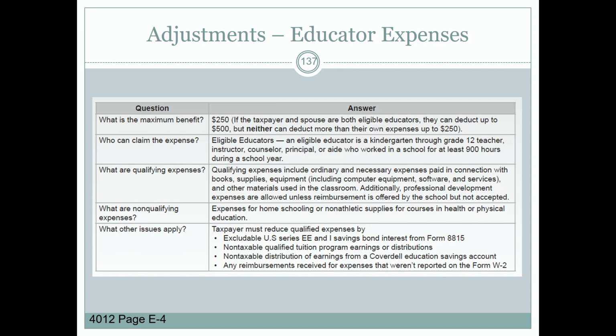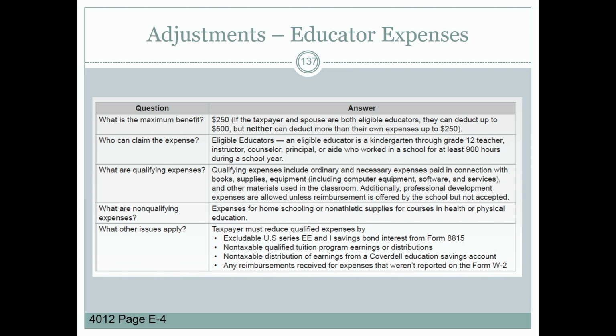Okay, the first adjustment that I want to talk about is the Educator expense. It can be found in Publication 4012, page E4. The Educator expense, as I stated earlier, would be found on Schedule 1, line 10. This slide talks about the qualifications. What is the maximum benefit? $250 for a single taxpayer and $500 if both taxpayers could claim the educational expense.